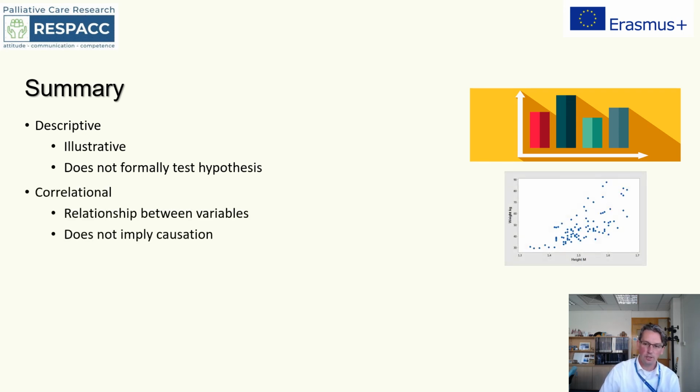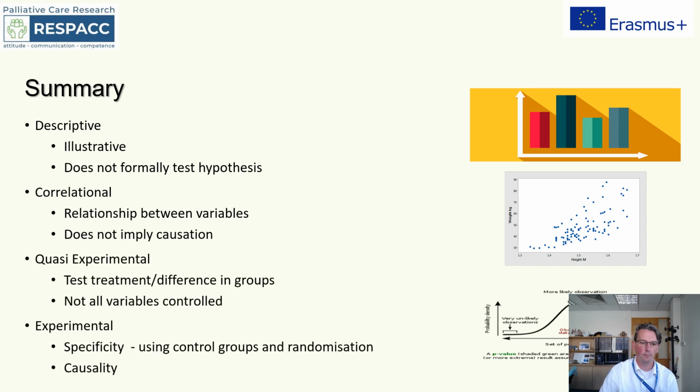We looked at correlational research as well, and it tells us the relationship between variables. It doesn't imply causation, but we can use regression analysis to look at the effect of one variable upon another and its predictive power. We finally then looked at quasi-experimental studies and experimental studies, and again, these are much stronger in looking at the relationship and looking at causality, but experimental studies, because they have that true control, are often much stronger and much more robust in identifying that link between one variable and its impact on another.